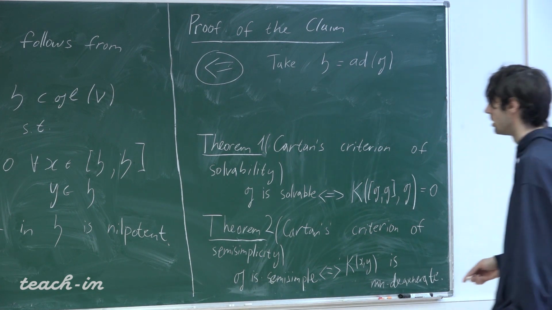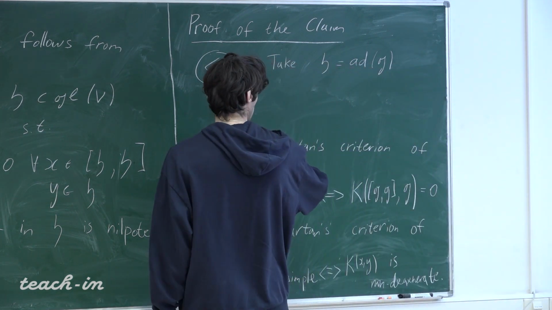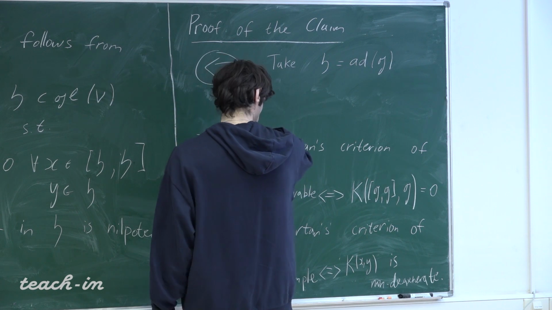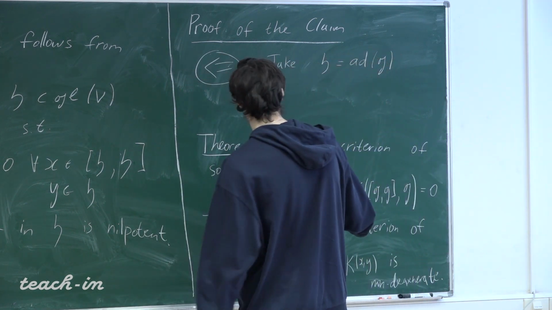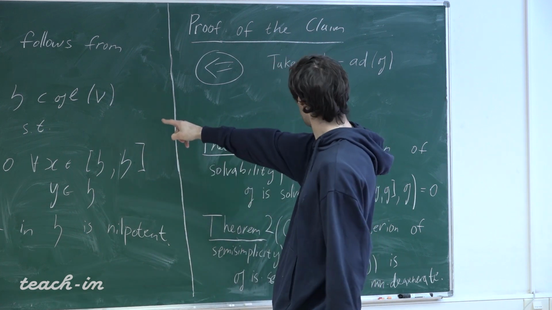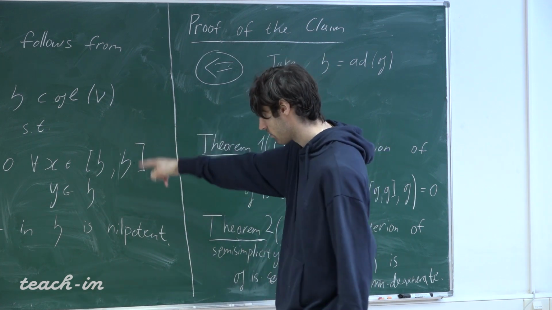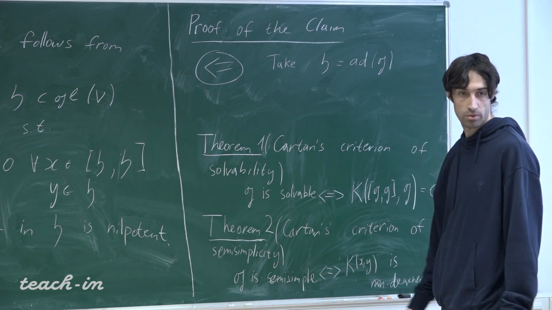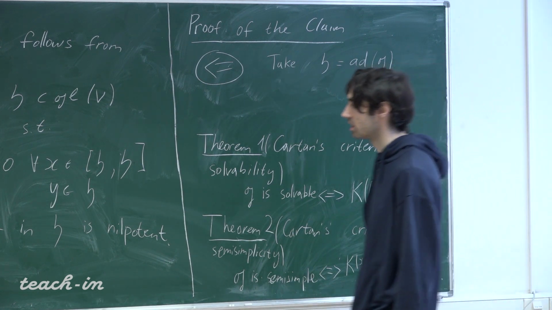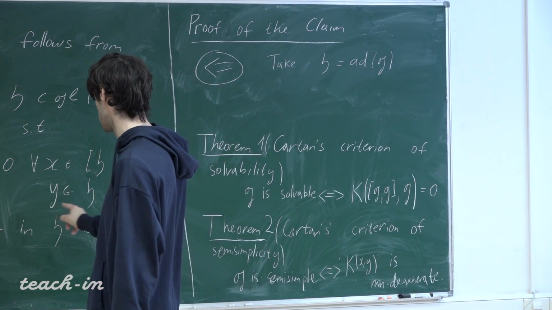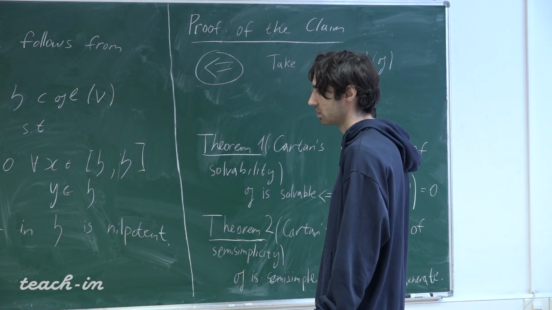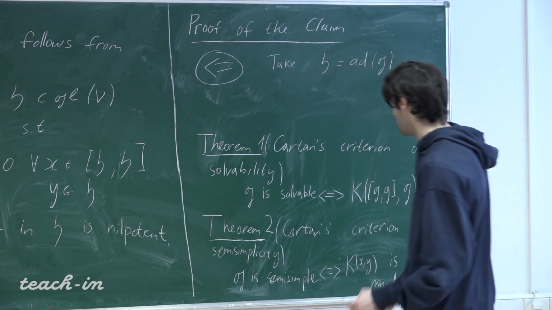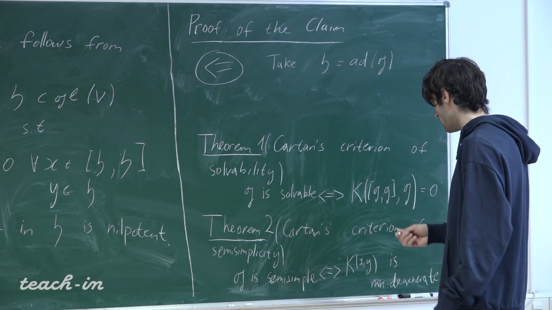Then let us see that h satisfies the conditions of the lemma. So we would like to take any x from here, y from here, then the trace over the product should be 0.